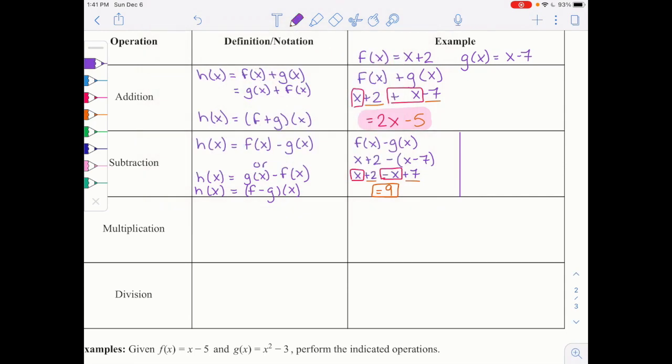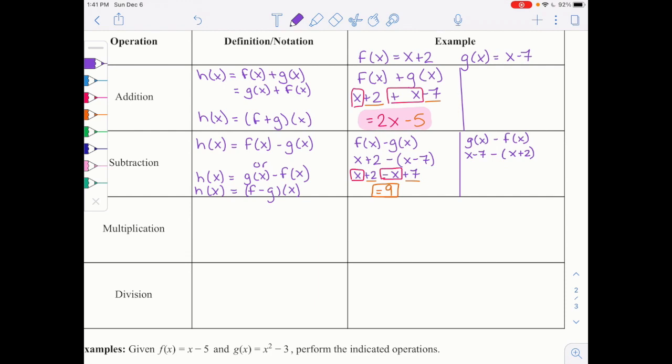Let's see if I subtract the other way. I want to show you that you don't get the same thing, whereas maybe we'll go back and add g and f and see that you do get the same thing. So again, when you subtract, you're not going to get the same answer depending on the order that you subtract in, so make sure you do the correct order. So this is going to be x minus 7 minus parentheses x plus 2.